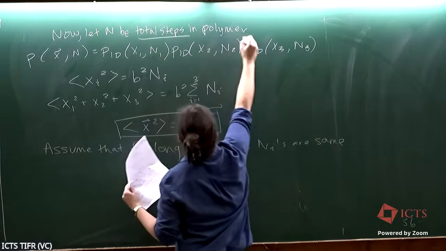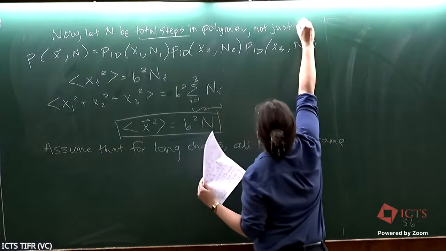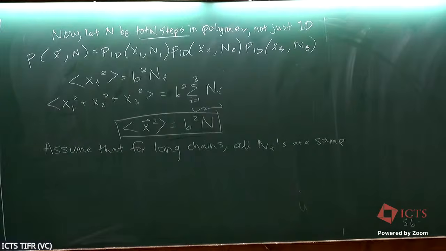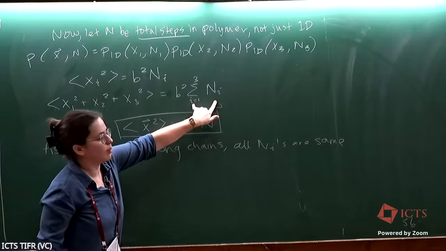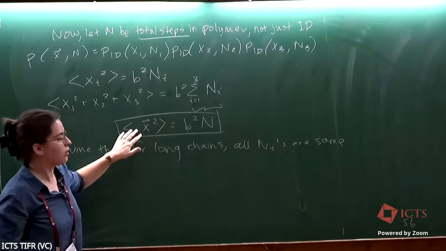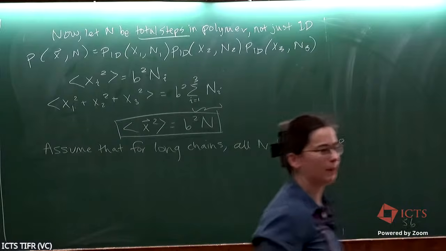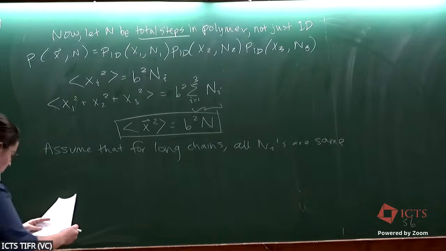Total steps in the polymer, not just 1D. Yes, and now we're going to multiply this together. So this gives us that the sum of these n_i's is equal to n. This result looks the same as the other result, but I am using two different n's in those two results. Now we are going to assume for long chains that all the n_i's are the same.